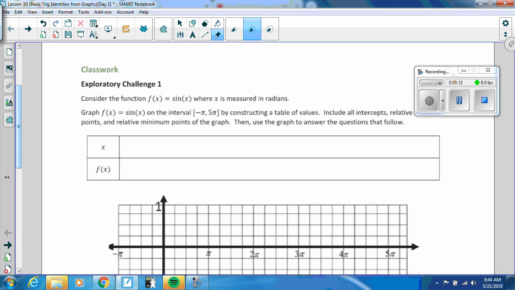So the exploratory challenge. We're going to consider the function f of x equals sine of x, where x is measured in radians. Okay? So now I'm going to draw this over here where the video can't see it. We're going to draw our unit circle. What is my radian measure right here? 0, right? Good. So 0 is my radian measure. What are the coordinates of my point right here?